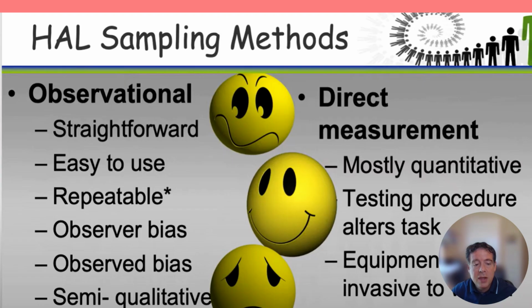So this HAL, even though it's been around and validated, has pros and cons. I think the biggest con is that it's observational, especially that frequency part. However, that makes it very straightforward and easy to use. And then obviously the biggest con is observer bias. So it's you determining that.